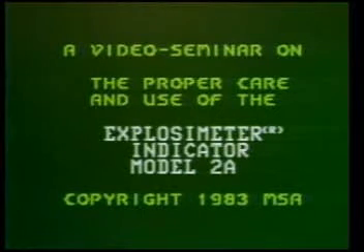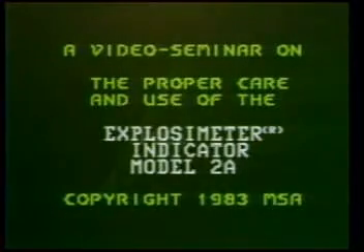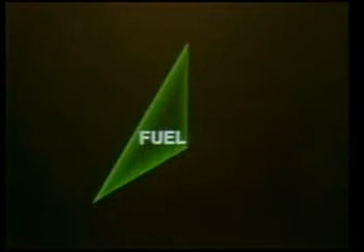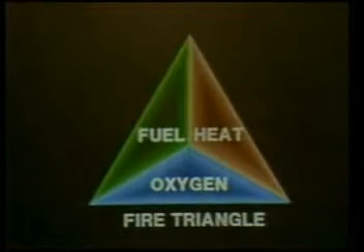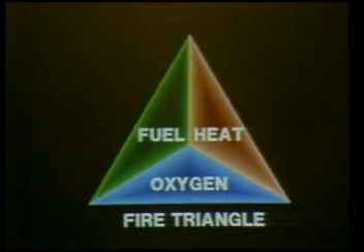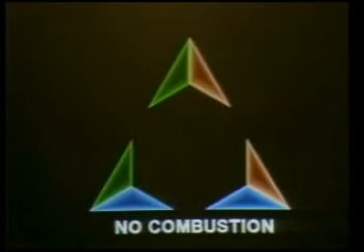But first, let's find out a bit more about our suspect, combustible gases or vapors. To start, let's quickly review how combustion occurs. First, there must be fuel. Second, there must be oxygen to support combustion. And third, there must be heat, or a source of ignition. This is known as the fire triangle. But remove any one of the legs of the triangle and no combustion.